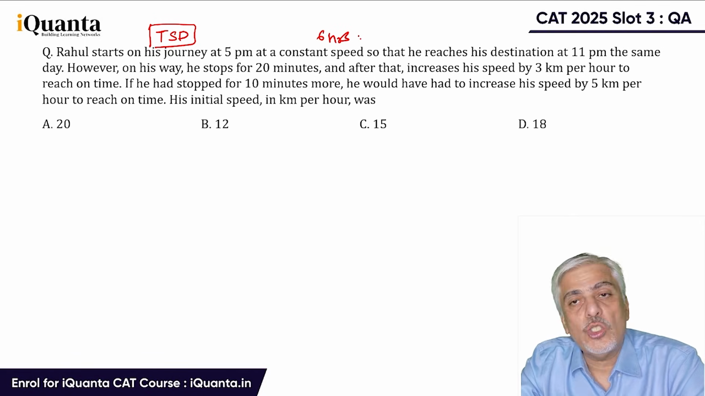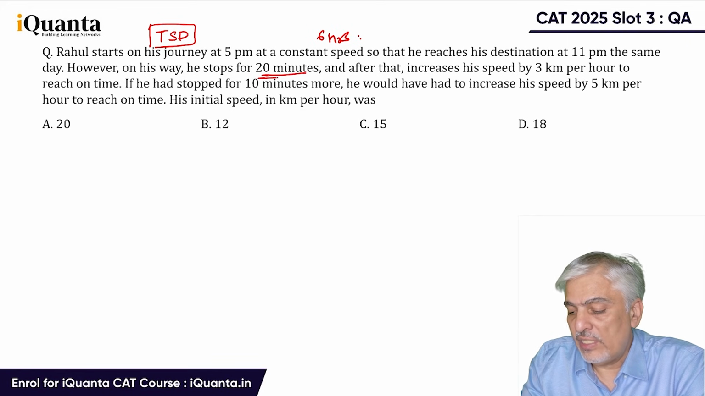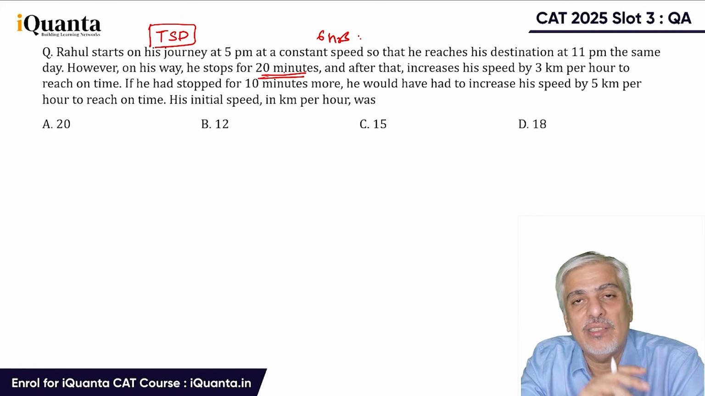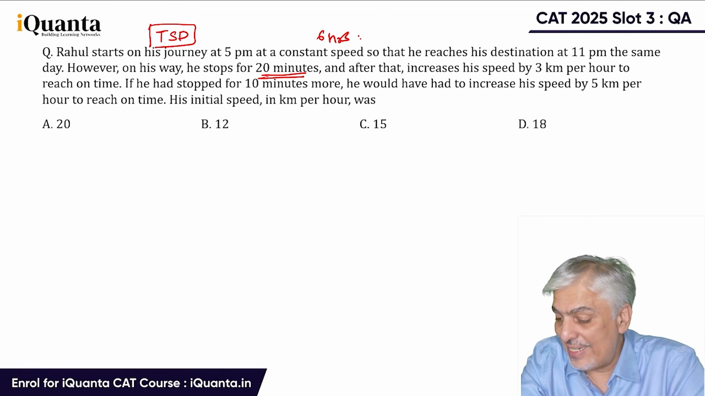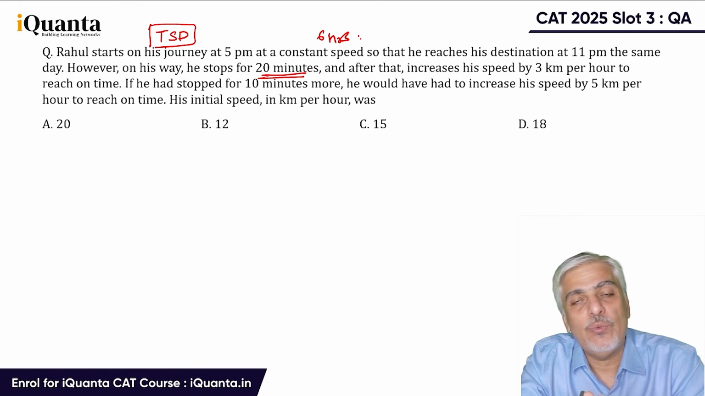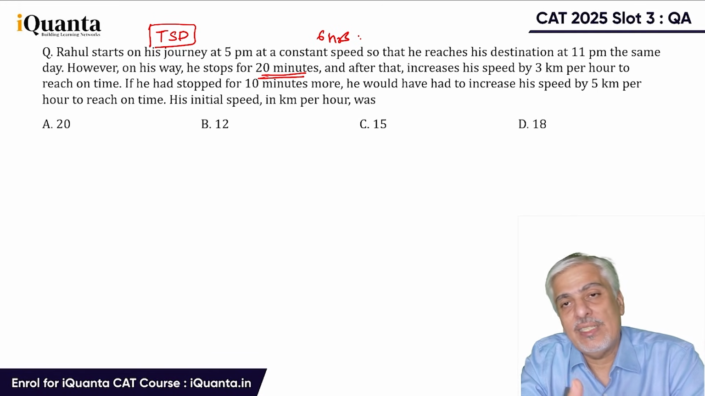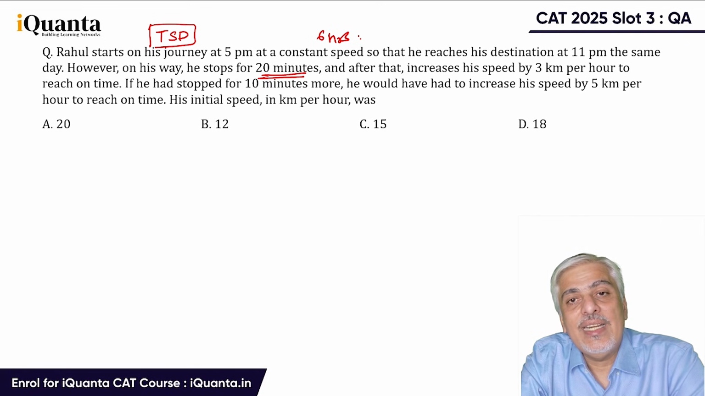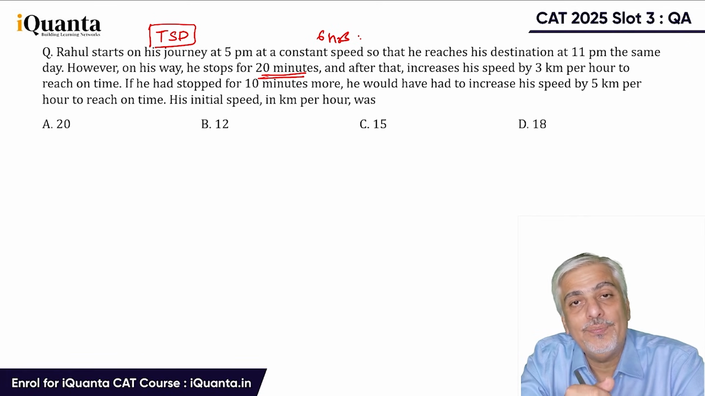However, on his way, he stops for 20 minutes. So instead of actually 6 hours, he's actually running, walking, whatever, for 20 minutes lesser. After that, he increases speed by 3 kilometers per hour to reach on time. So that means somewhere in between, not exactly in the middle, he stopped for 20 minutes. And the remaining part of the journey, he did at speed plus 3, so that he would complete on time.